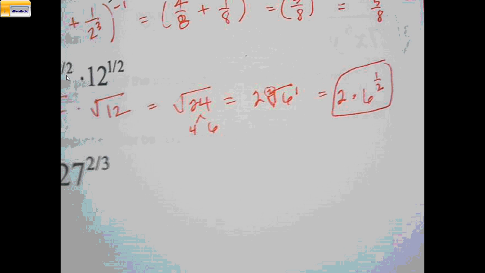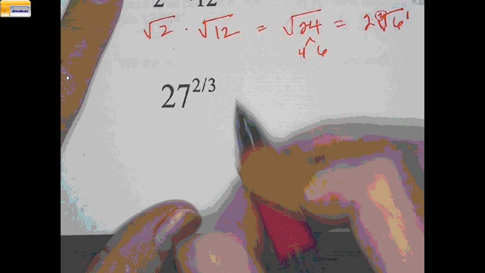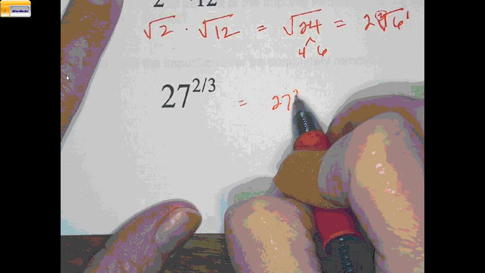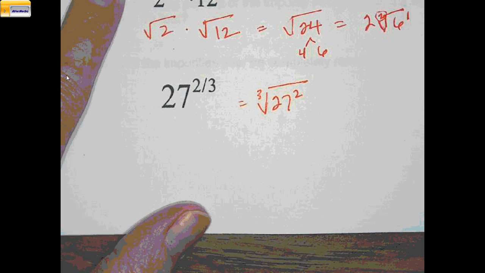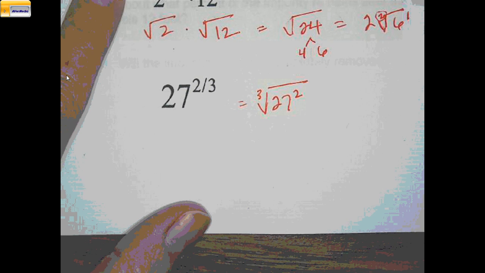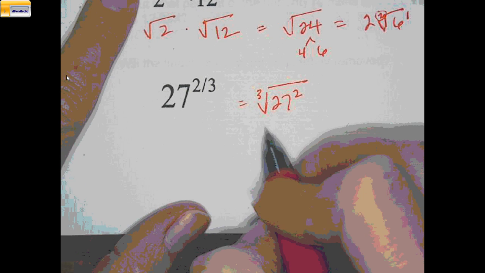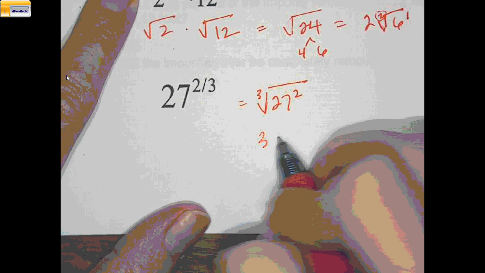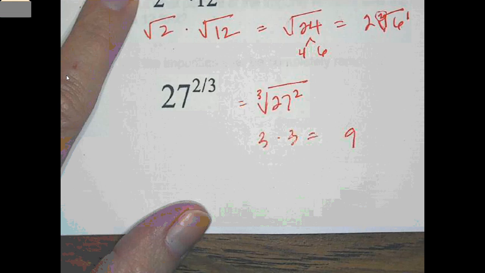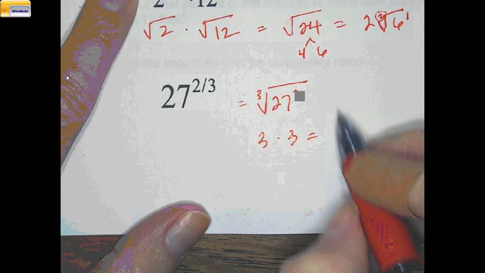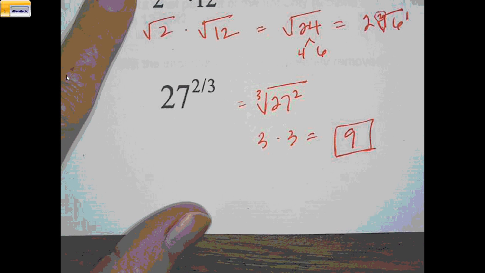All right, next one. 27 to the 2/3. Inside over outside, she's got it. So we have inside over the outside. So it's the cube root of 27 squared. What's the cube root of 27? 3. And there's 2 27s in there, so we can do it again. So that's 9. There's lots of ways to approach that. You don't have to do that my way.